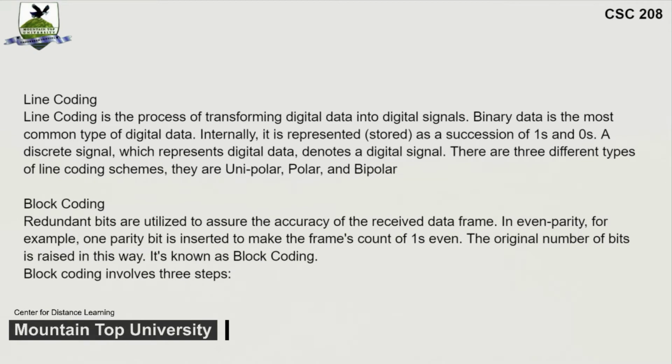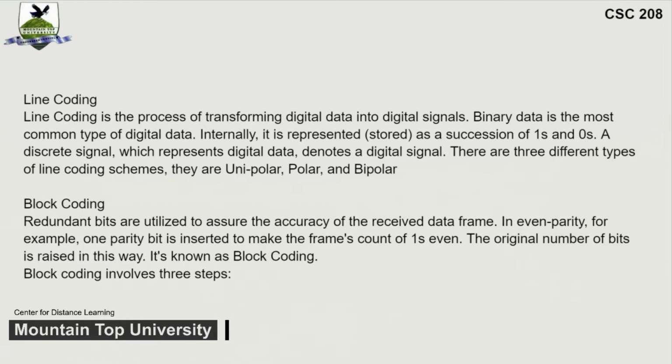Line coding is the process of transforming digital data into digital signals. Binary data is the most common type of digital data. Internally, it is represented and stored as a succession of ones and zeros. A discrete signal, which represents digital data, denotes a digital signal. There are three different types of line coding schemes. They are unipolar, polar, and bipolar.